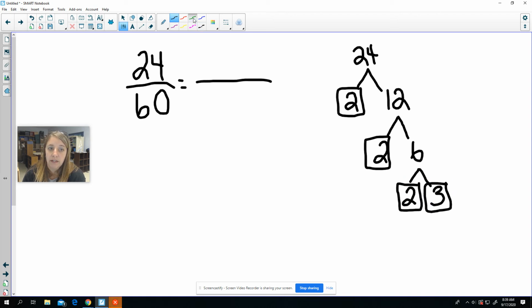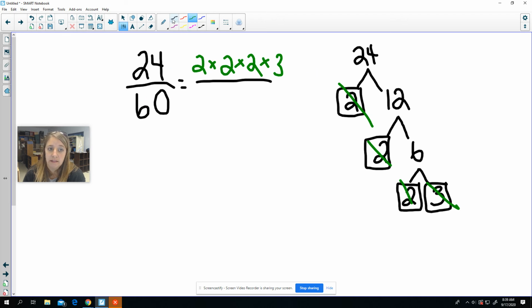So now I can come over here and I can rewrite it as its prime factorization. Again, I cross out as I write. 2 times another 2 times another 2, and then times 3.